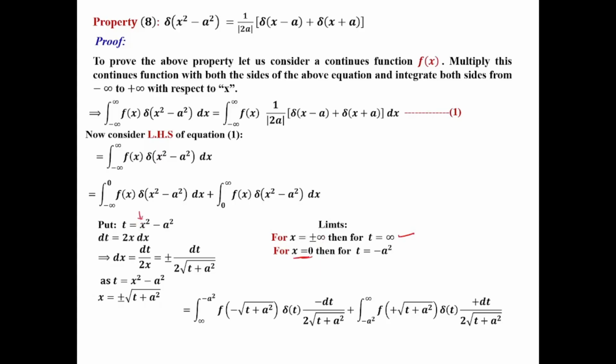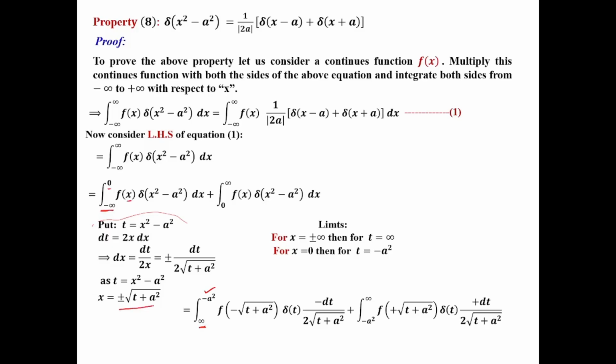Now consider x equal to 0. If I put x equal to 0 over here, then the t value will be minus a square, right? So the new limits are infinite for plus or minus infinite. Instead of x equal to plus or minus infinite, we have to put t equal to infinite, and t equal to minus a square instead of 0. The same thing has been written here. So the integration limits will be: minus infinite means plus infinite, 0 means minus a square, plus infinite to minus a square.